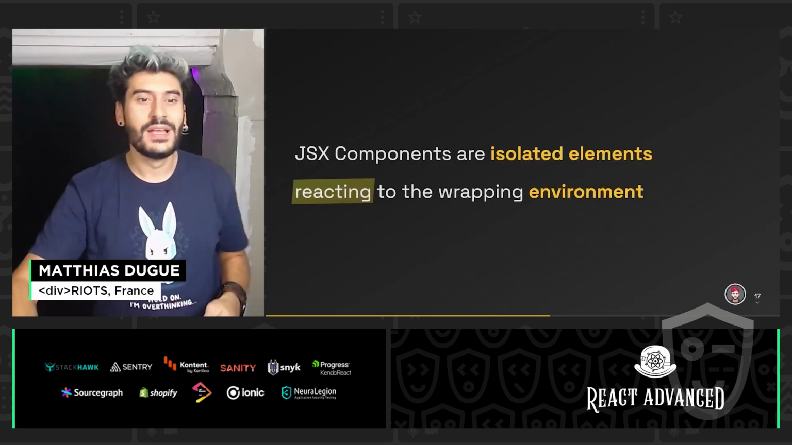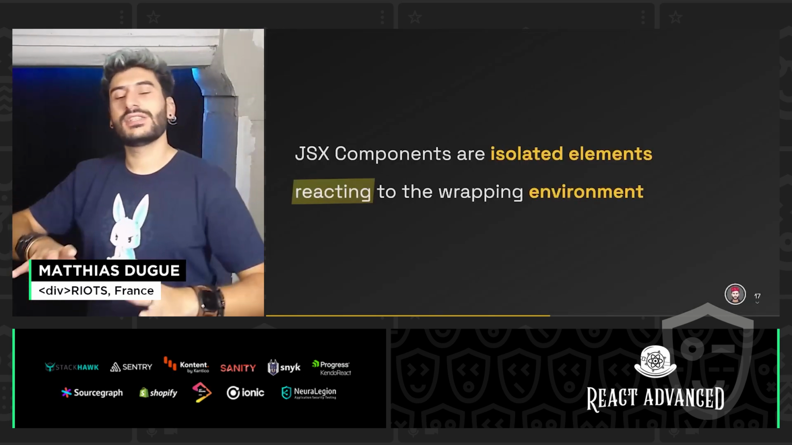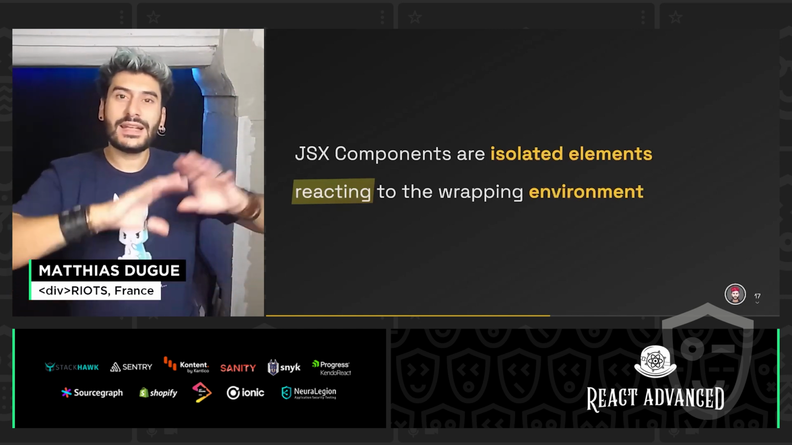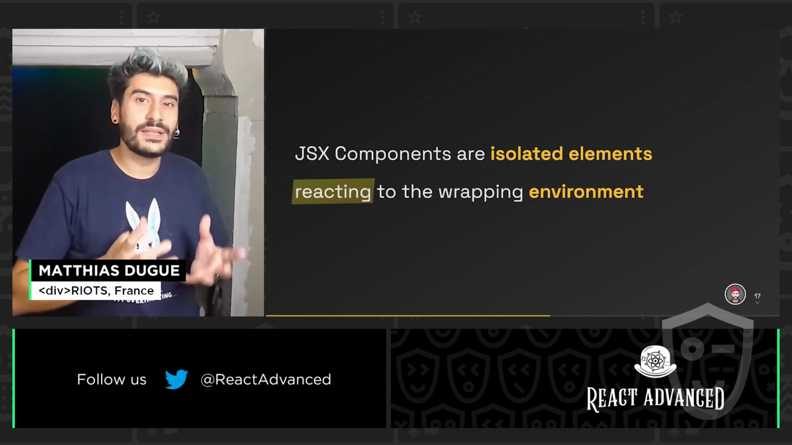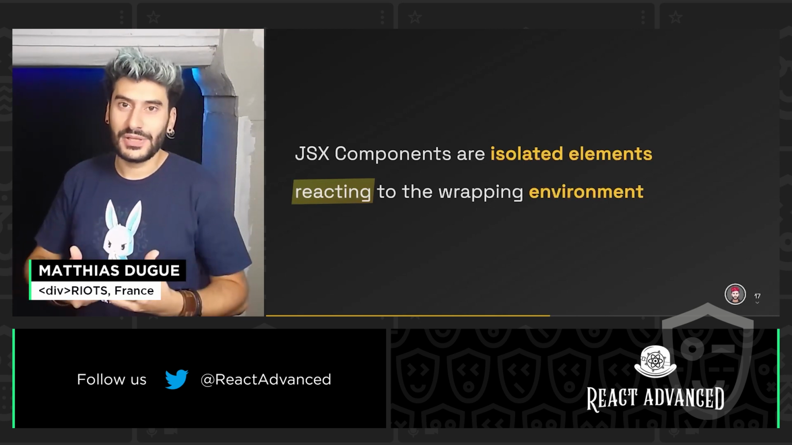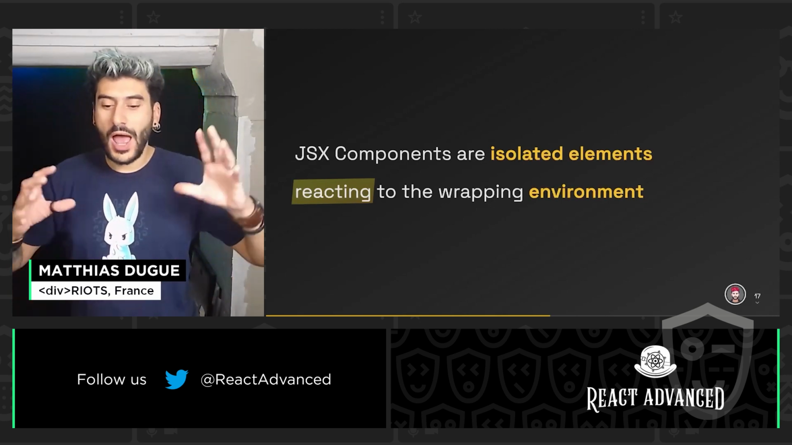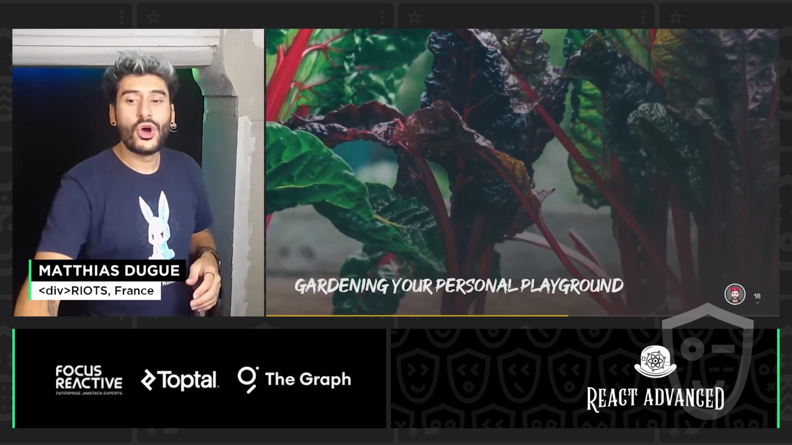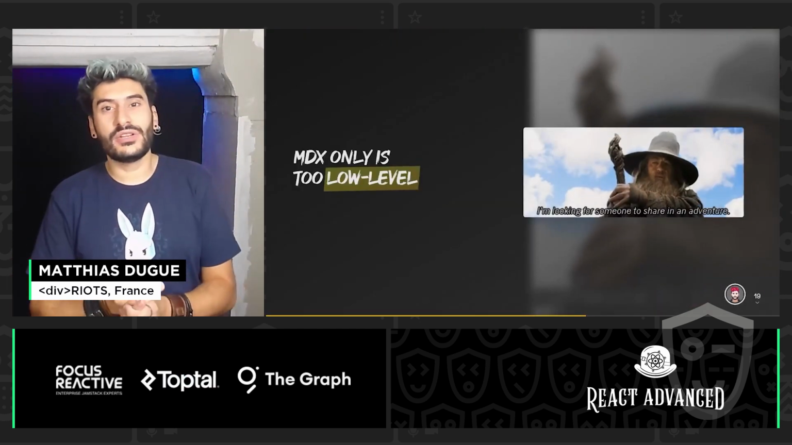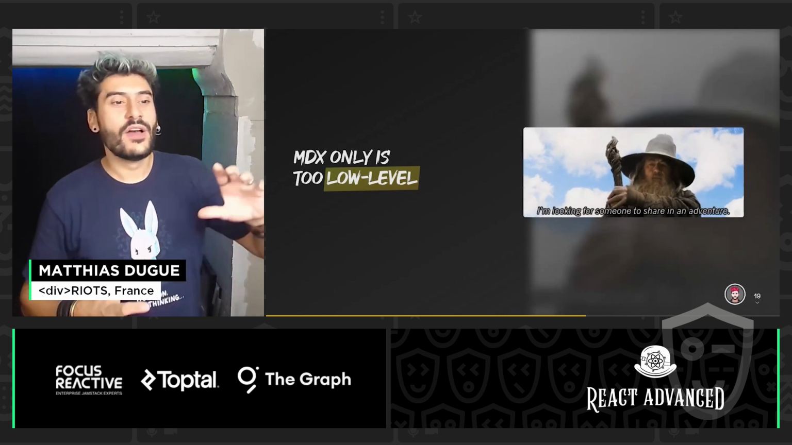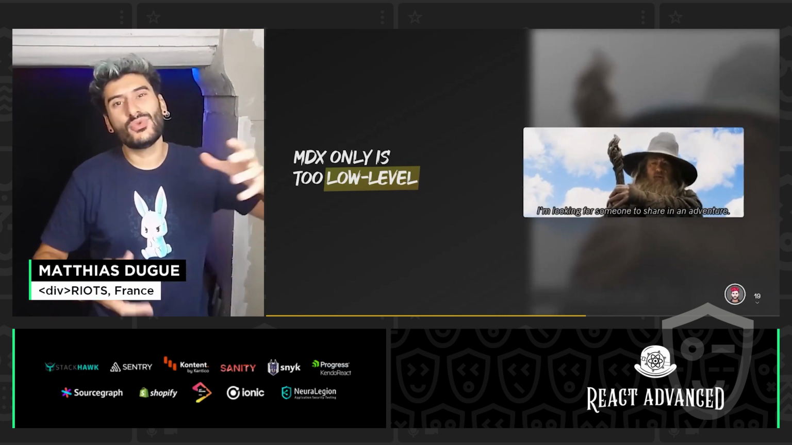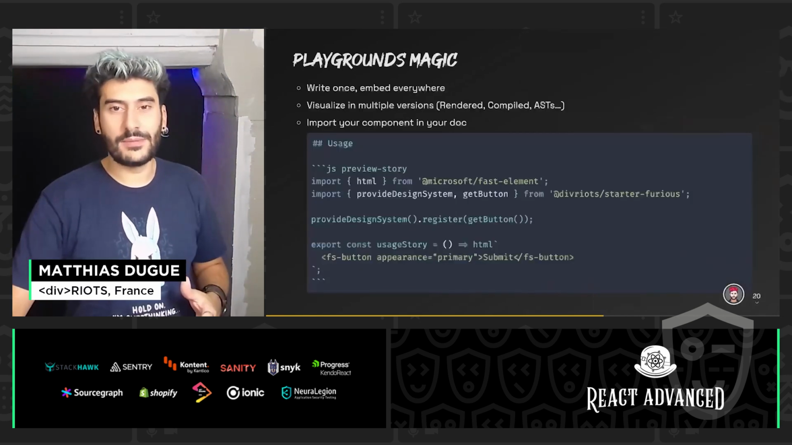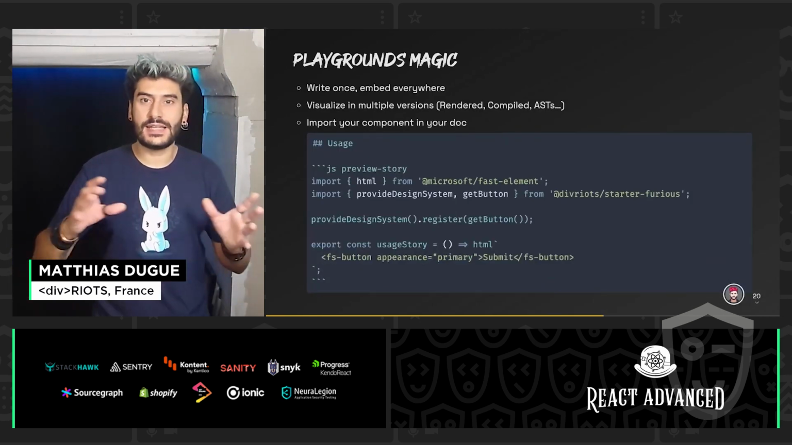Let's see how. So we have JSX components. They run in an isolated environment, reacting to the wrapping environment of our component. So I just want to embed everything in the same way. So how to work with them in your own playground? Fact is, MDX is too low level. We need something more advanced to work with them. I talked about playgrounds and props tables.